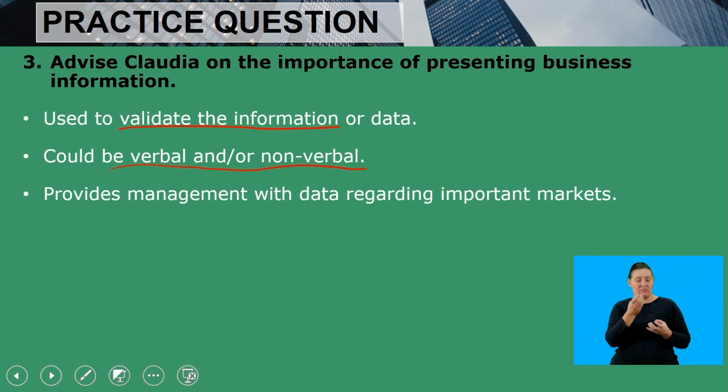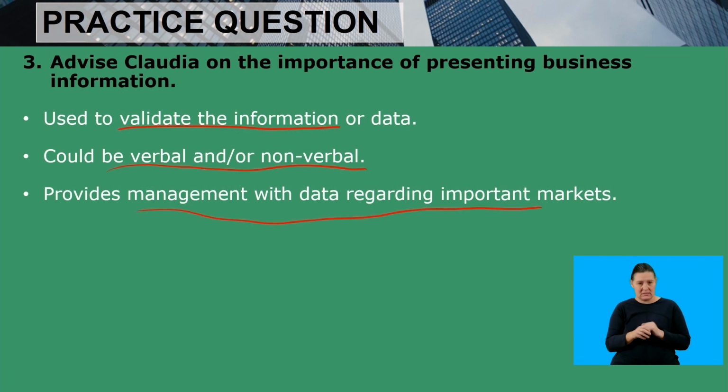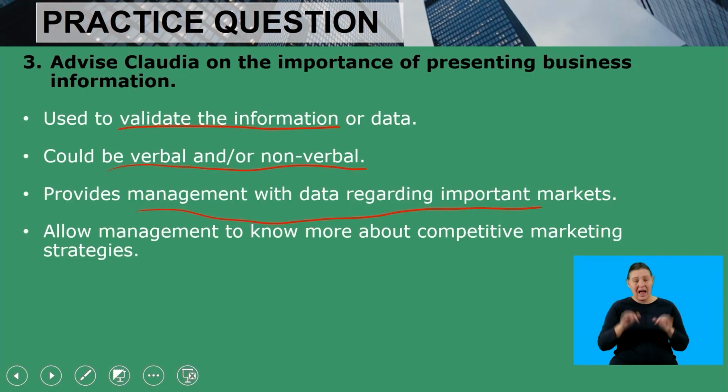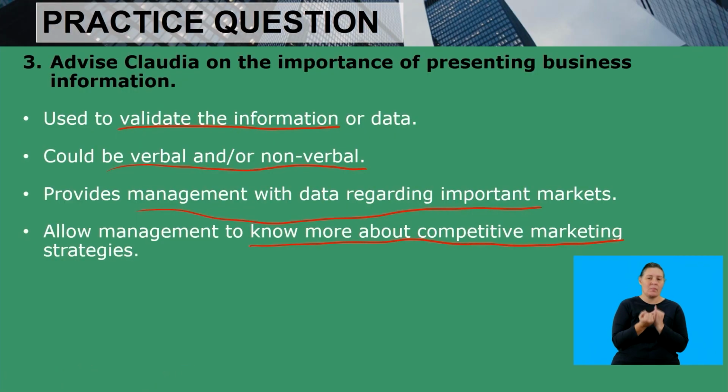Provide management with data regarding important markets. So it's important to present business information so that management is informed of what exactly is happening in the markets that we operate in. Allow management to know more about competitive marketing strategies. What strategies are they using? Then management will try and change the business strategy in order to be more advanced than those of competitors. They can only do that if business information is presented to them.